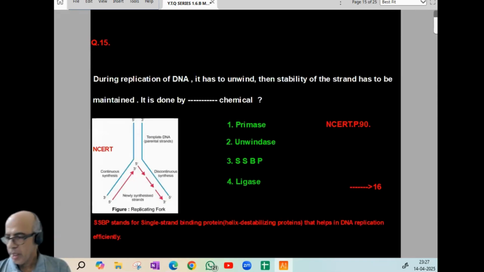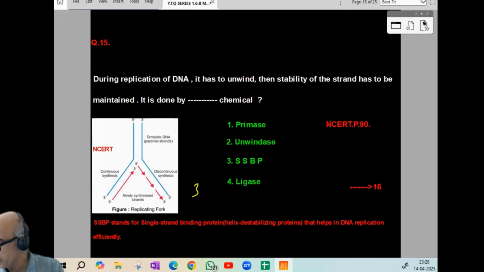15. During replication of DNA, it has to unwind. Then the stability of the strand has to be maintained. Because it becomes single stranded, this is done by SSBP, the single-stranded binding protein. Another name is helix destabilizing protein, which helps in DNA replication efficiently. So option wise, 15 is 3.